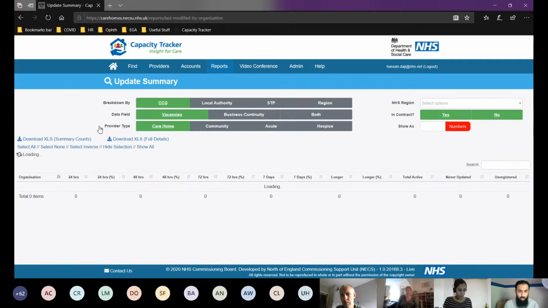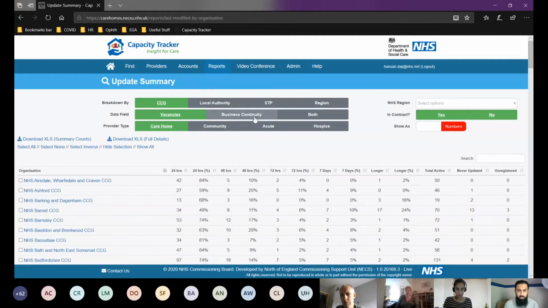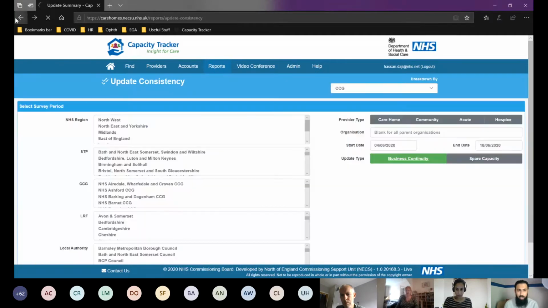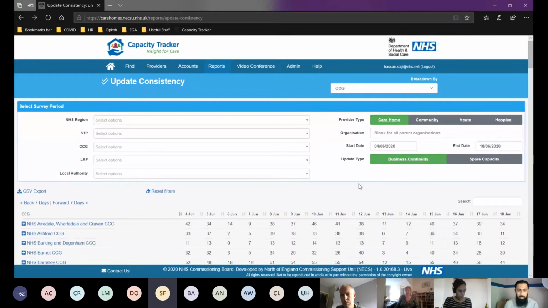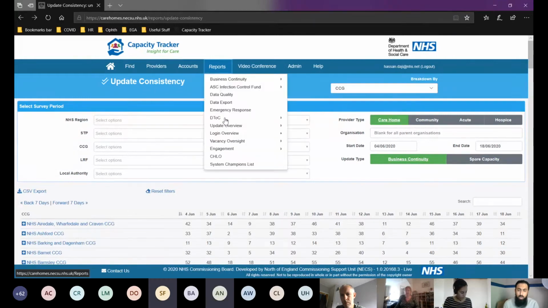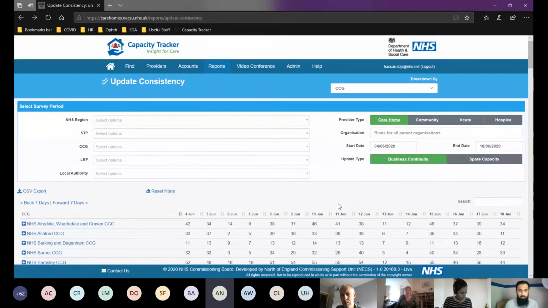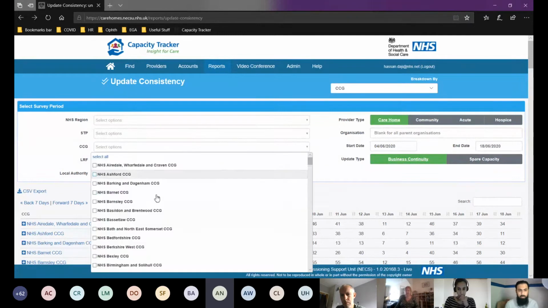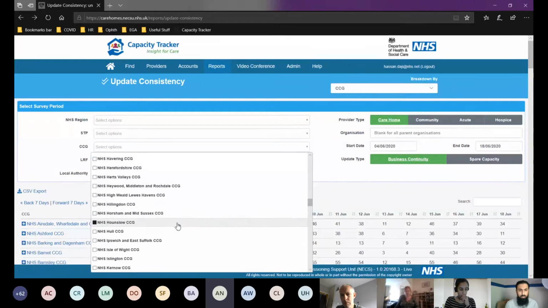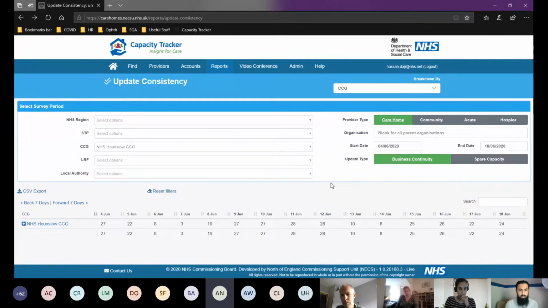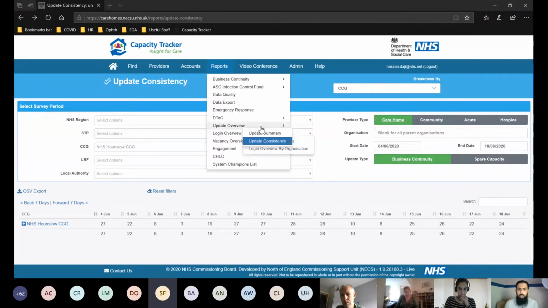Not sure. It might be to do with vacancies, business continuity, and both. Stuart, do you have an idea on what that might be, or is it something we have to take away? Sorry, just repeat that. What was the question? Sorry. So on the update consistency, when I just ran it for Hounslow, it said 24 care homes have updated as of today. But when I looked at the update vacancy list, 29 care homes have updated in the last 24 hours. Right, okay. And that probably is something that we do need to take away to actually look at.